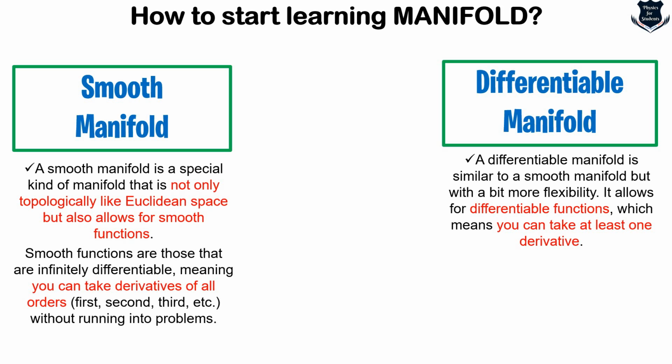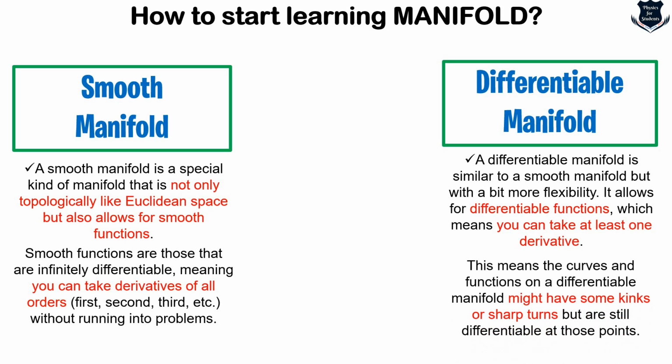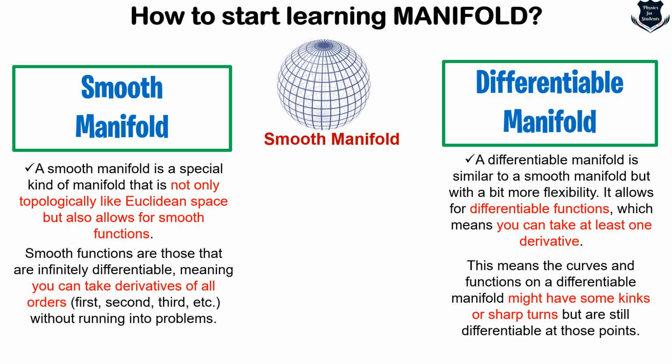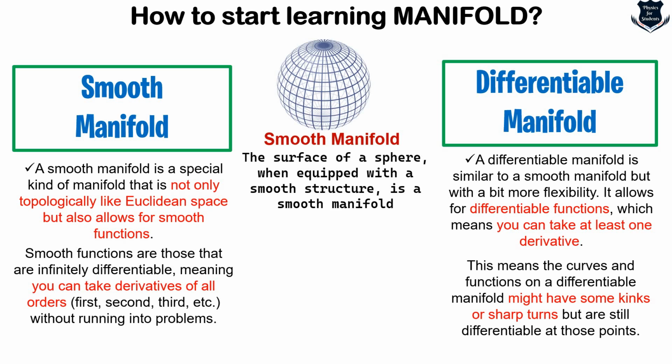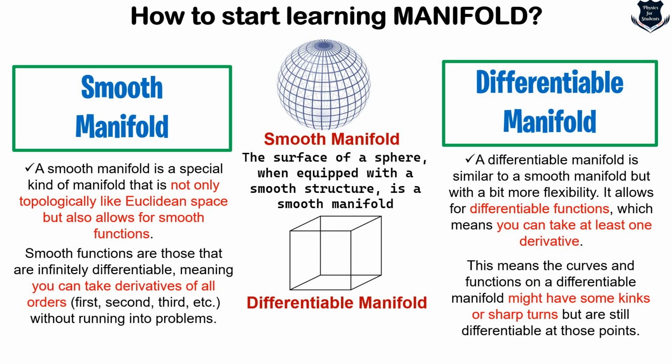So smooth functions are those that are infinitely differentiable. That means you can take the first, second, third derivative and so on. And in the case of a differential manifold, you can take at least one derivative. That means the manifold might have some kinks or sharp turns, which a smooth manifold definitely doesn't have. So this gives you a hint that obviously you should start first with the smooth manifold, because you can use multiple derivatives and it has no sharp turns or kinks. You can think of the surface of a sphere as a smooth manifold, and a differential manifold as that of a cube, because it has sharp turns and kinks.